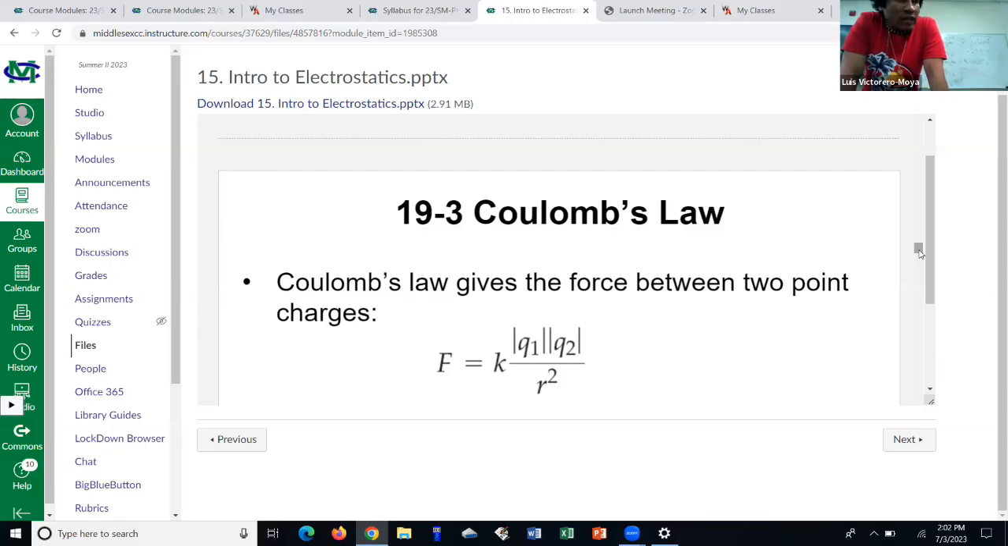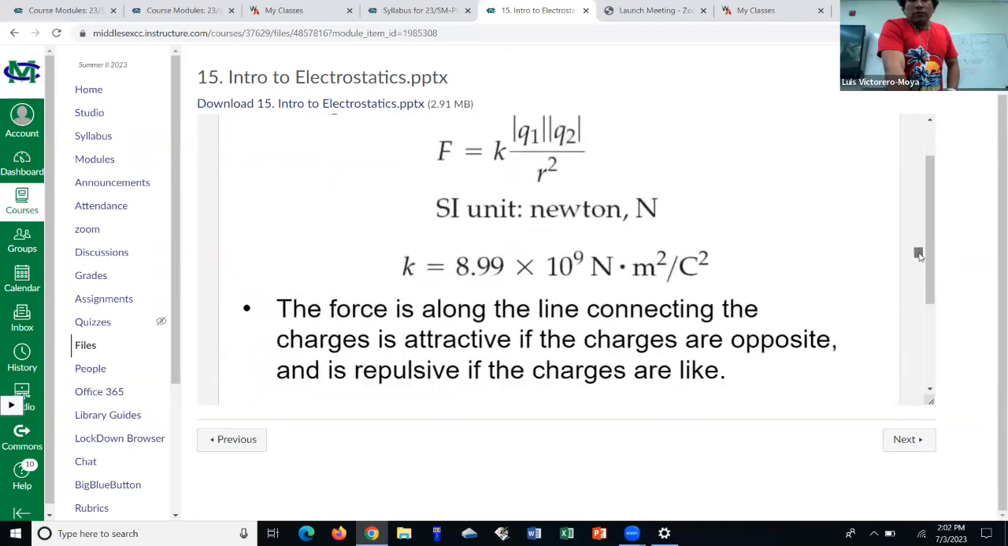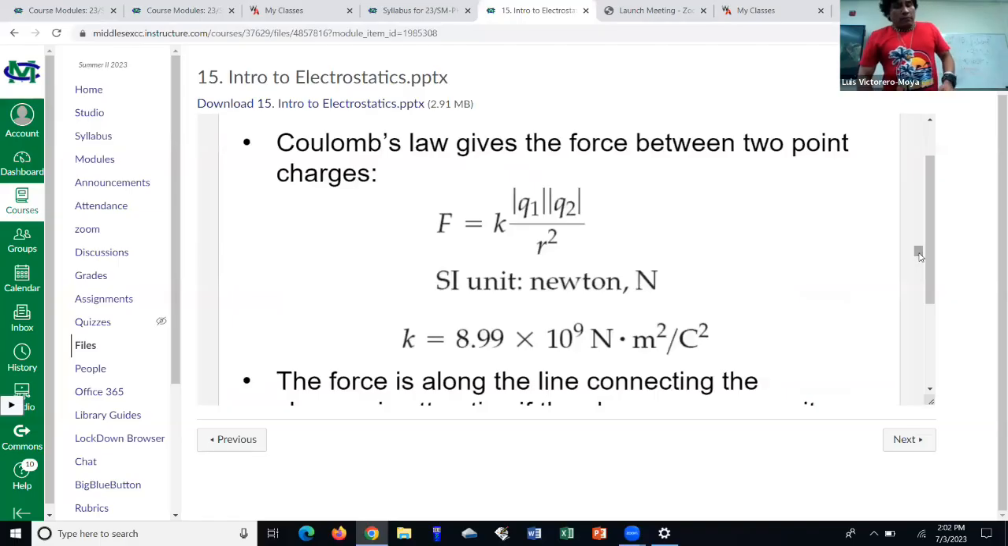Units-wise, Q1 and Q2 have to be in coulombs, and R has to be in meters. What about K though? K is a constant. Now, in the book, they give you this as K. However, I'm going to let you guys approximate this as 9 times 10 to the 9 to make it easy for the problems. And those are the units for the Coulomb constant: newtons meter squared per coulomb squared.